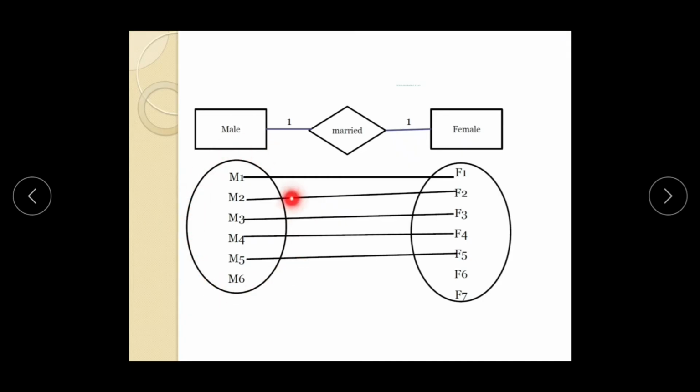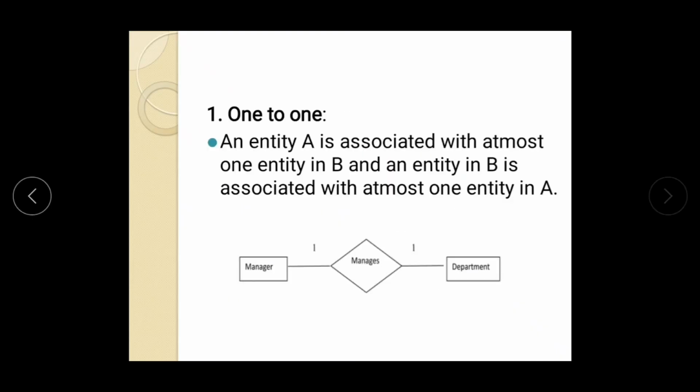Here this is one entity type, and this is another entity type, and these are the entities M1, M2, M3, M4, M5, M6. Here F1, F2, F3, F4, F5 are the entities. So the M1 entity has a relationship with the F1 entity, M2 with F2, M3 with F3, M4 with F4, M5 with F5. All these entities have a single relationship with an entity in the other entity type. So this is called a one-to-one relationship or one-to-one cardinality. Clear?